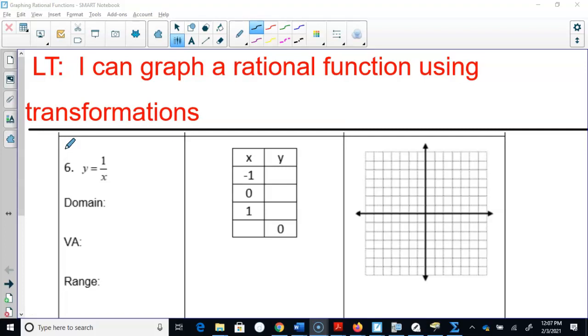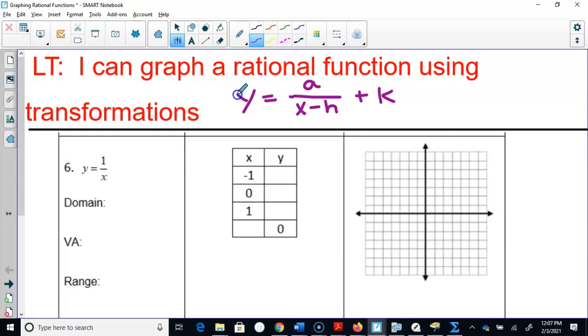Well, let's start off with what is a rational function that you're going to be graphing today. Today, the rational function that you'll be graphing looks like this form. Y is equal to A over X minus H plus K. And we're going to be using transformations to learn how to graph that. Now, number 6 is on your parent graph worksheet. It should be, and if it is not, you have it here.